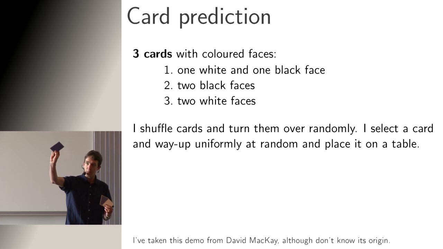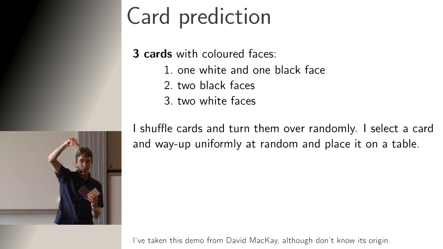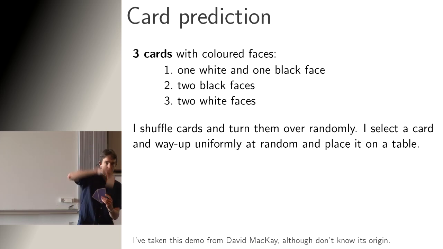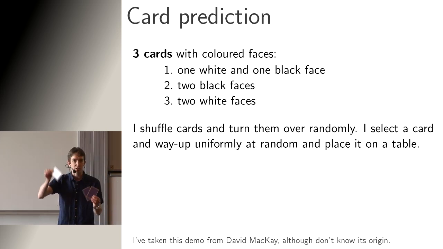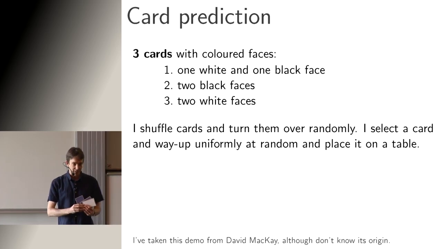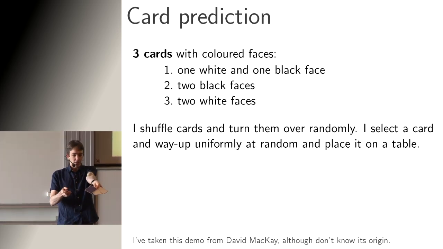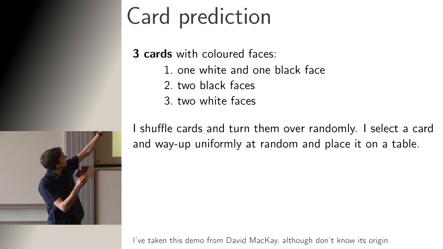That card has 2 black sides. This card has 1 black side and 1 white side. And this card has 2 white sides, okay? And there's meant to be no magic trickery. You can condition all of your inferences on everything I say being true. Okay, so these are the 3 cards, and they're defined on the slide.